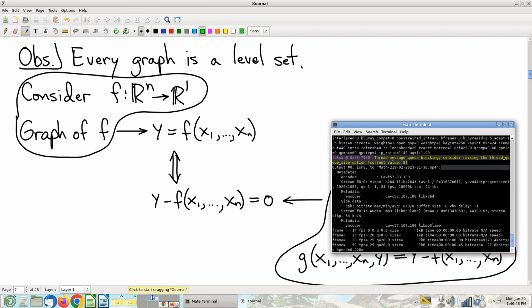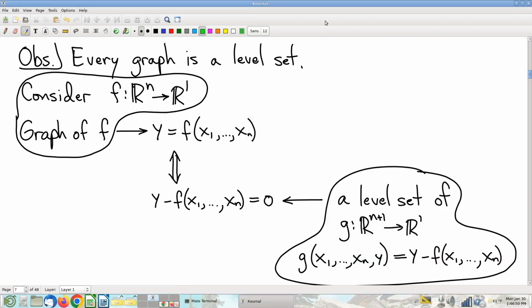Okay, we're recording. So last time we were talking about graphs and level sets and such. And so I want to show you some relationships between them. For one thing, every graph is a level set.